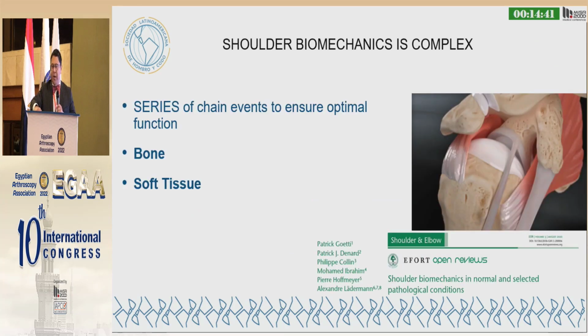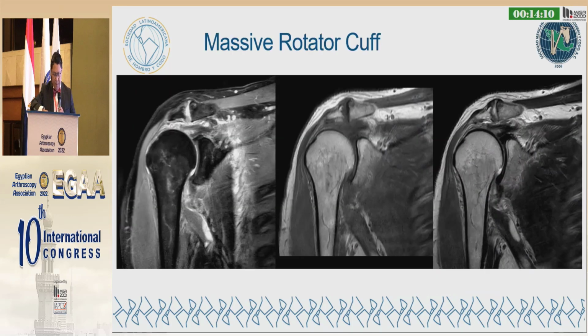Talking about the shoulder and the rotator cuff tears is a complex issue. There is a series of chain events that ensure optimal function, so that we can raise our arm and use it for eating, for dressing, or even for cleaning. But there are two main components, as we see in the other sessions. We have bone tissue and we have soft tissues, which is the most complex tissue around our body.